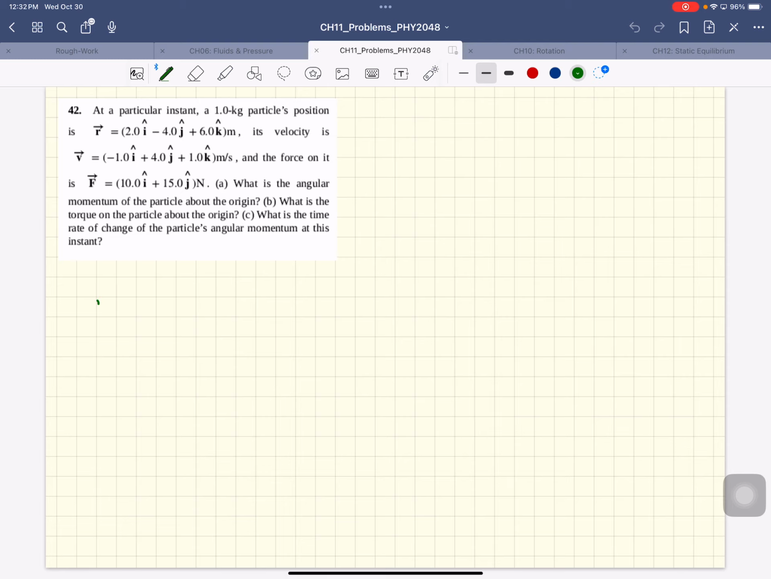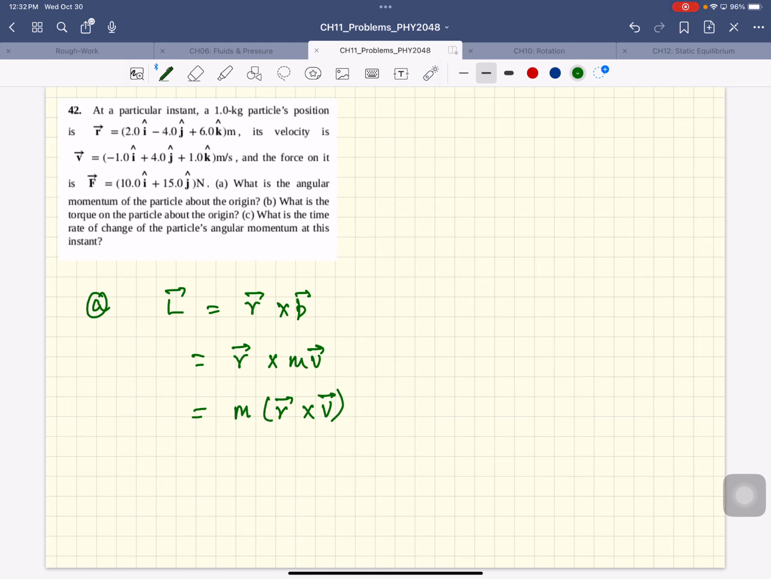If you check your notes, what is the angular momentum? Angular momentum is denoted by L, and it's the vector r cross p. The linear momentum is mass times velocity, so this is mass times r cross v. So this problem is about calculating a cross product, and so let's do that.